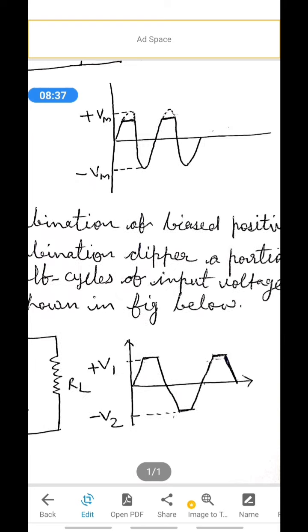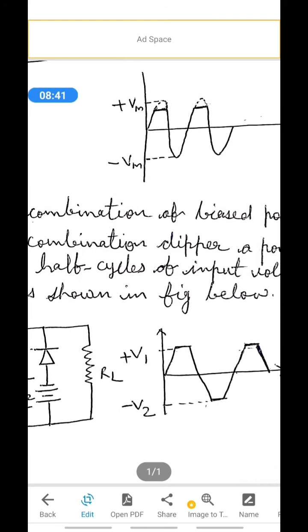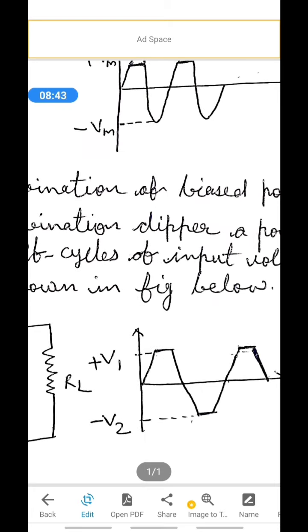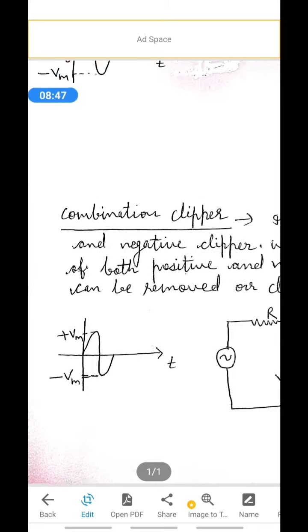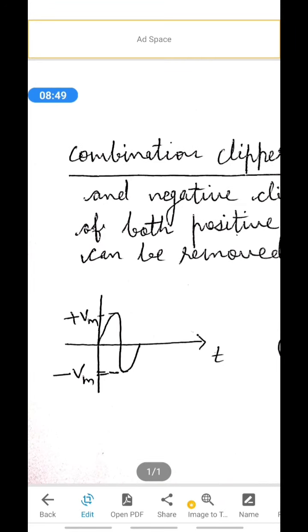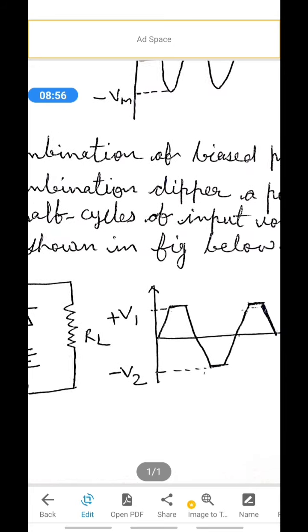It is the output waveform. This is the input waveform. This is representing the input AC signal, and this is what we get as output.